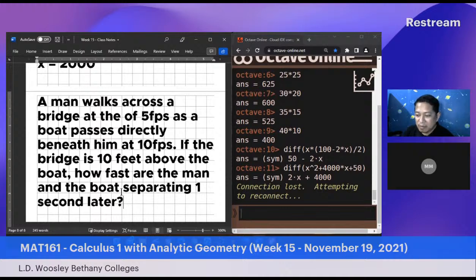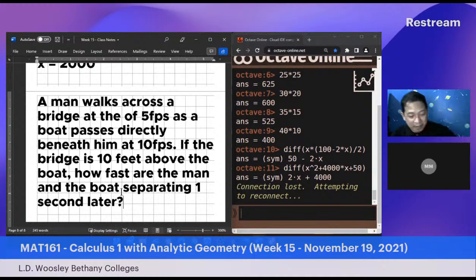Imagine this, Micaela: simultaneously, a man is walking on a bridge at a speed of 5 feet per second, while the boat beneath him passes by. So technically, this is perpendicular, right? As you cross the bridge, the boat passes by along the river. So it is perpendicular. Can you imagine, Micaela, their directions are perpendicular.